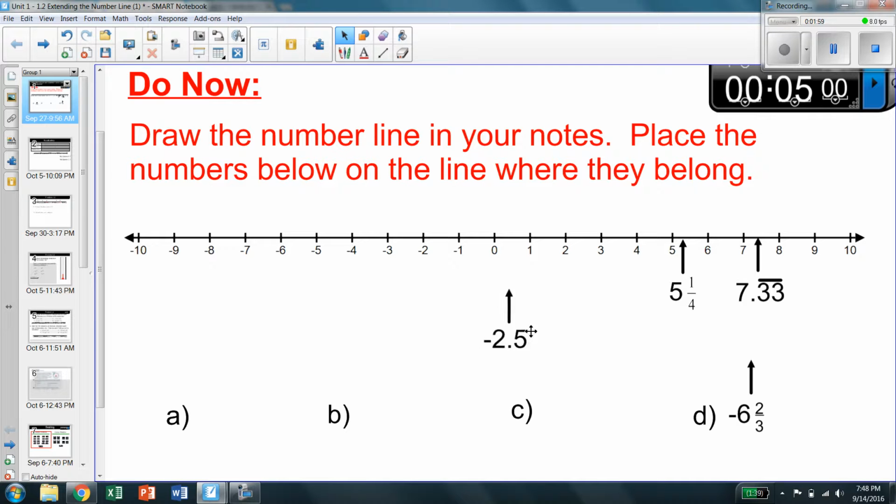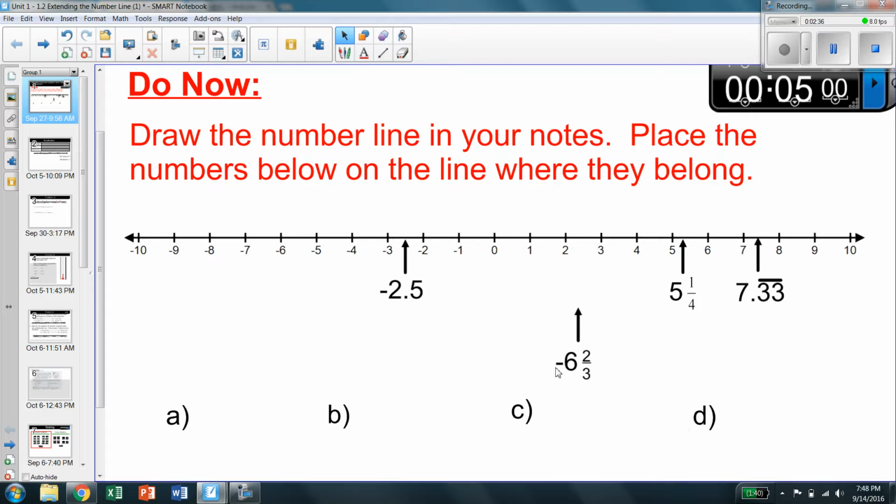2.5. If we were going to pretend this was a positive number, we'd go to 1, 2, and then halfway, because the 0.5 means 1/2, halfway between 2 and 3 would be 2.5. However, this is a negative 2.5. So same idea. We start at 0, we go to -1, -2, and halfway in between -2 and -3 is where -2.5 stands.